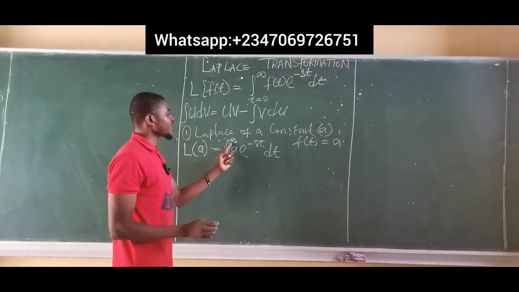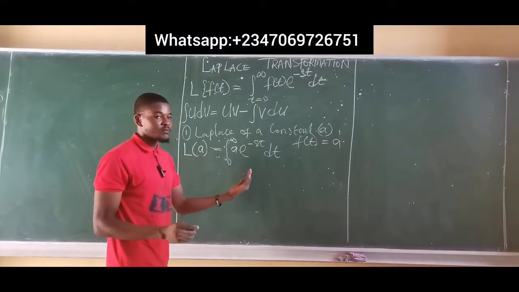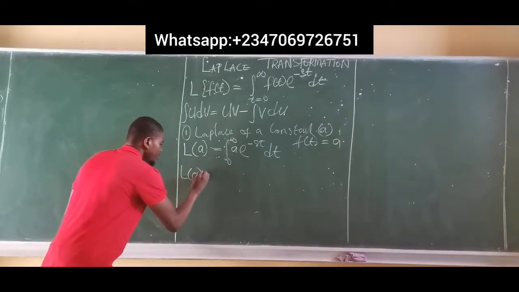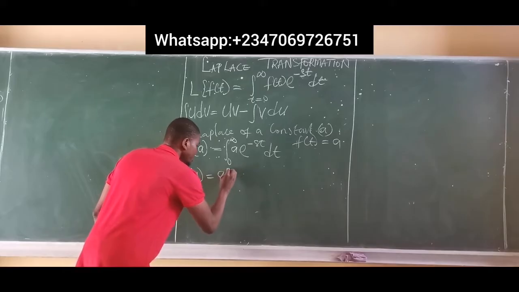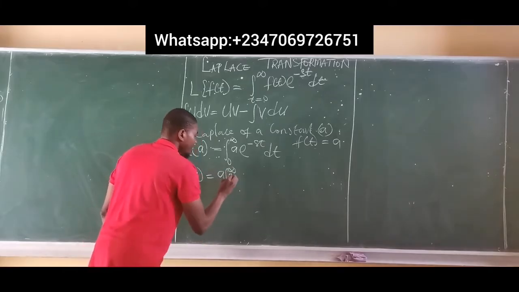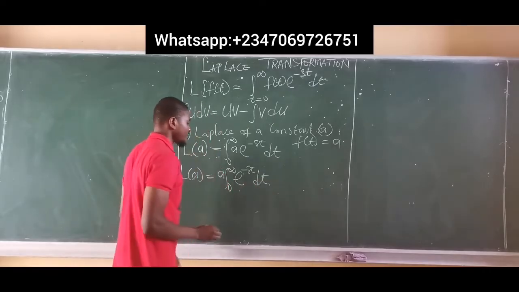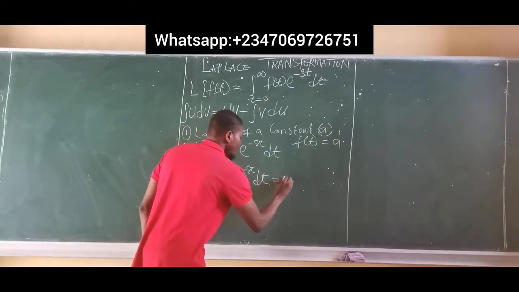But we know that a is a constant. For every constant under an integral, you always pull it out of the integral sign. Hence, Laplace of a is equal to, let's pull out a, since a is a constant, it becomes a times integral from 0 to infinity of exponential minus st dt.